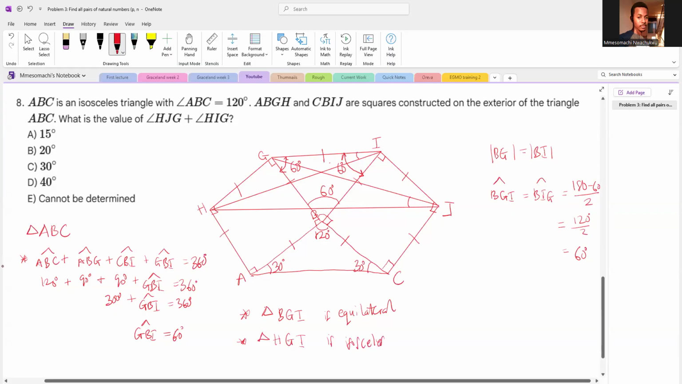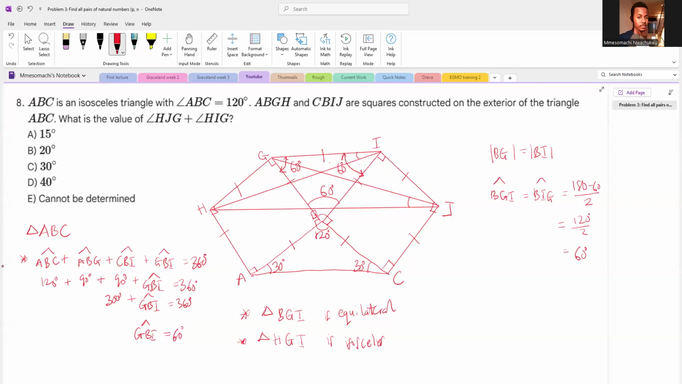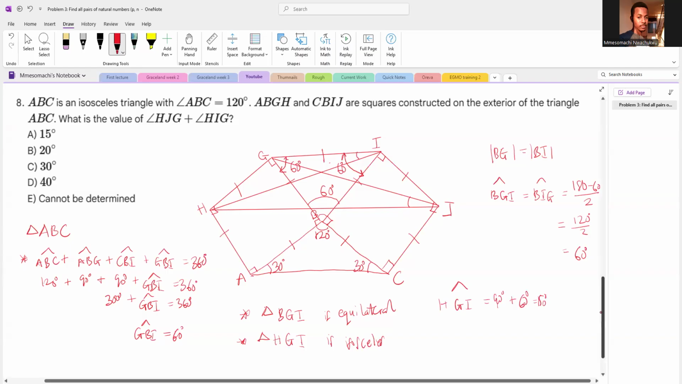Okay, and of course we can find the base angles. So here what we can do quickly, let's just look at it. The angle at the apex, angle HGI, is equal to 90 degrees plus 60 degrees, so that is 150 degrees. So this whole angle here is 150 degrees.